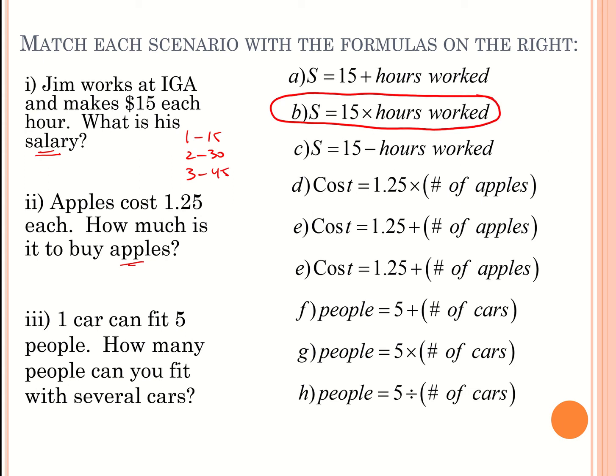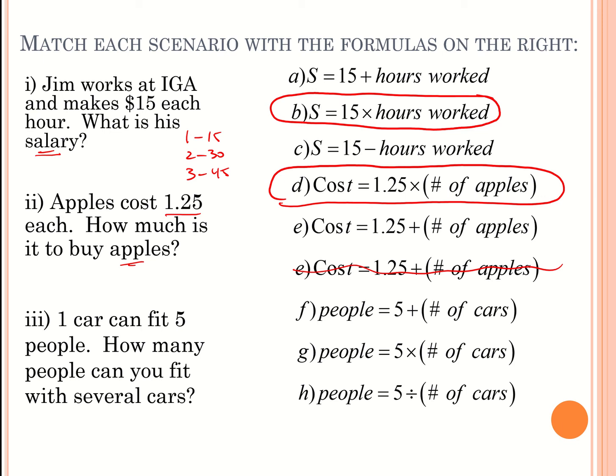And then number two, it's almost the same thing. You're buying apples, and each apple is $1.25. So will it be times, plus, or minus? These two are actually the same, so just cross E off. And for this one, the answer is D. Number of apples times 1.25 will give you the total cost.